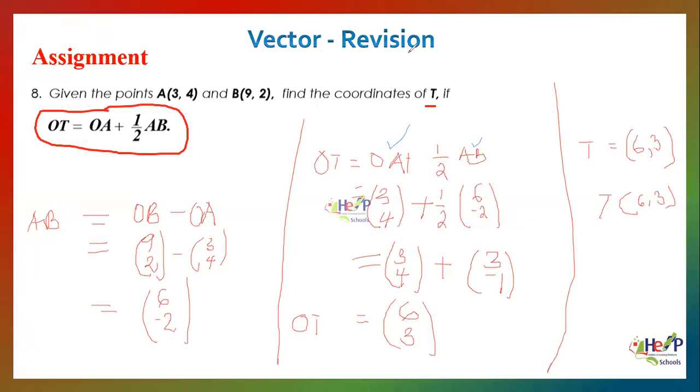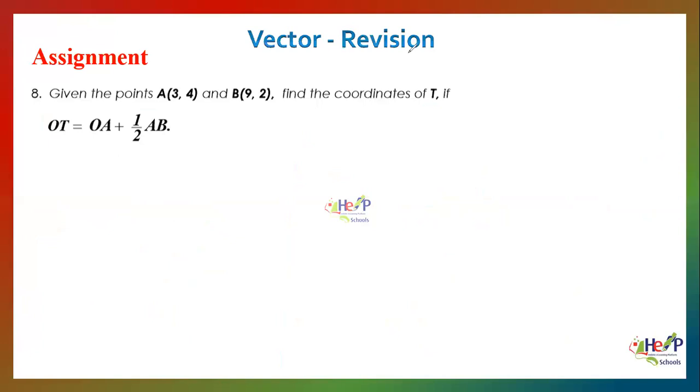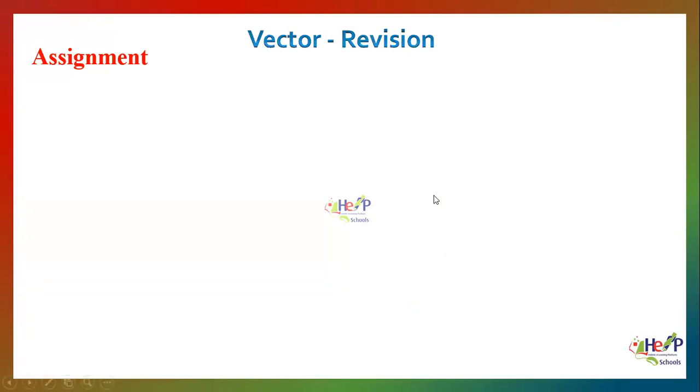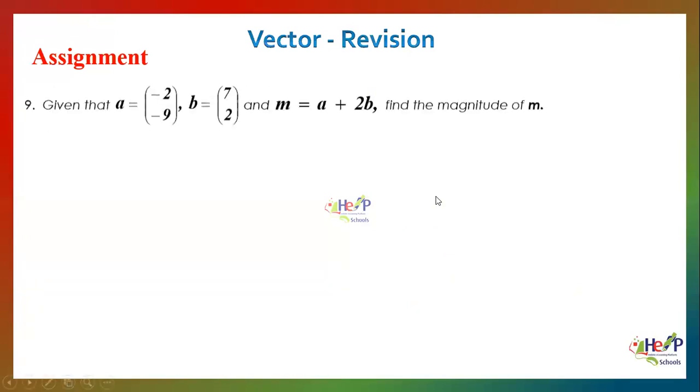I'm going to go to the next slide, and we look at the assignment that was in position 9. They had given us AB, and they wanted us to get the magnitude of M. For us to get the magnitude of M, we needed to get the column vector for M, which was given by this expression. Such questions are picked from the question bank, and these are section A questions.